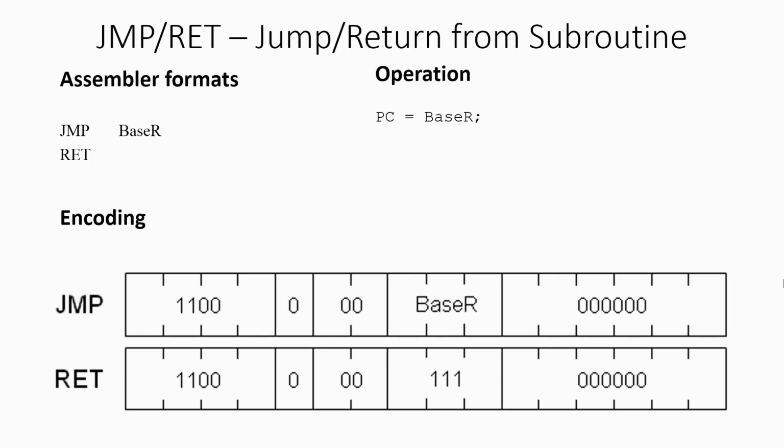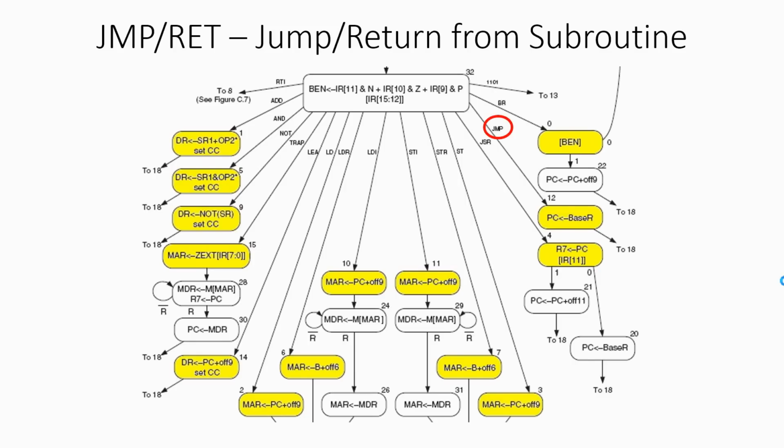When the return instruction is encountered, the program counter is loaded with the contents of R7, which contains the linkage back to the instruction that follows the initial subroutine call instruction. Remember that the return instruction is simply a JMP R7 instruction. And here we see that in the LC3 state diagram there is only one micro instruction associated with the jump instruction, and that is to set the PC to the base register.